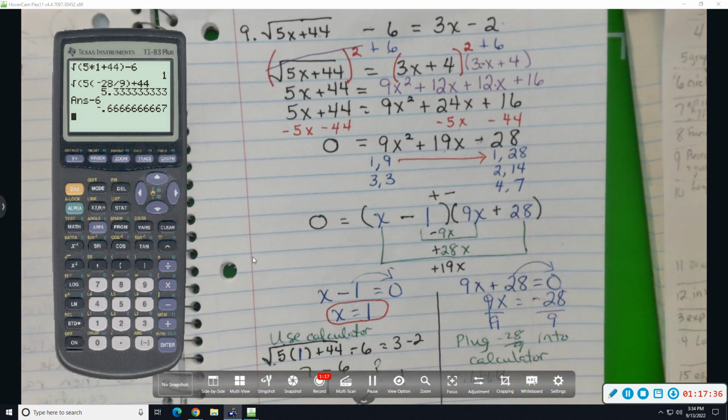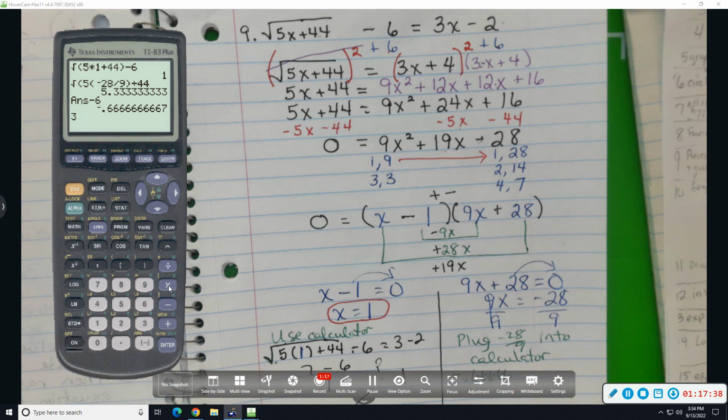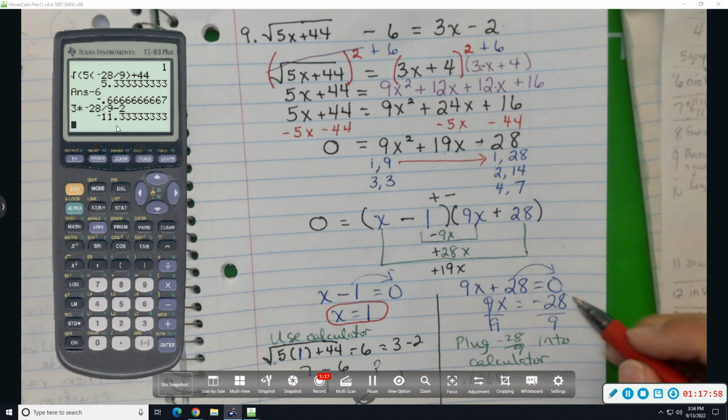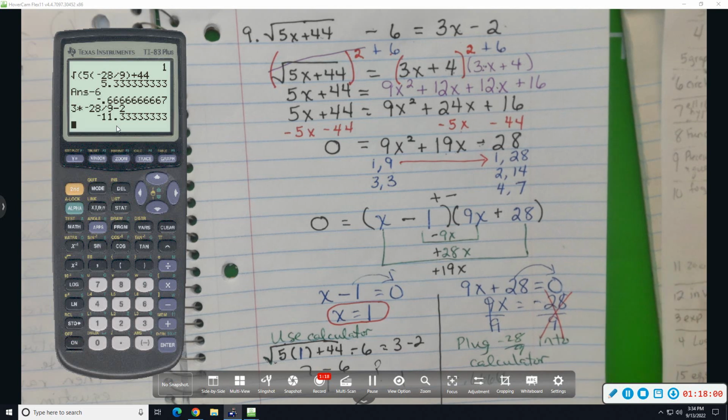There's not a lot of these with this messy checking. 3 times negative 28 over 9, and then we have a minus 2. Are we going to get the same thing, that negative 0.666? What do y'all think? No, we're not. So this fraction, negative 28 over 9, doesn't check.